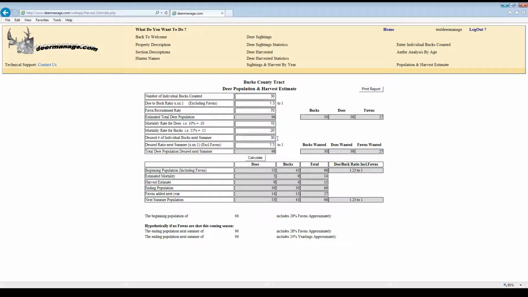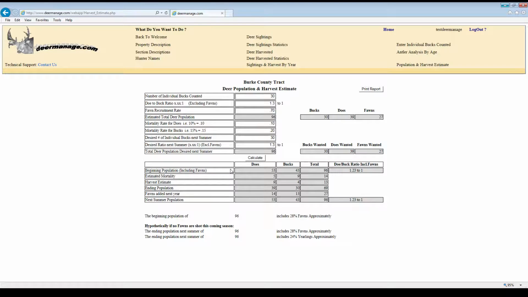By saying I want to have next summer the same number of resident bucks and the same doe to buck ratio, basically I'm saying next summer, which is after this hunting season, I want to end up with 96 deer again, not the same deer, but still 30 bucks, 39 does, and 27 fawns. So now let's go down to the breakdown that's listed below.